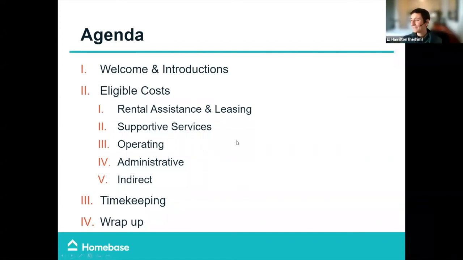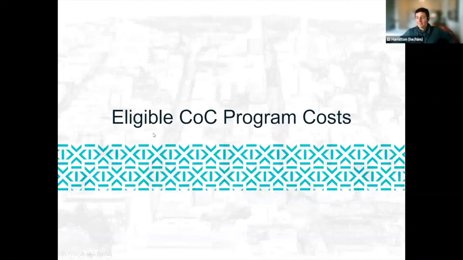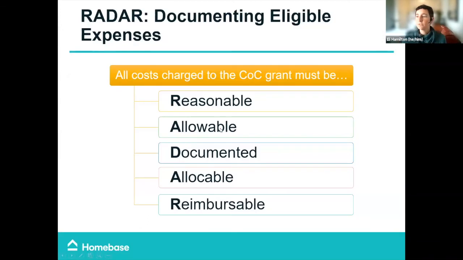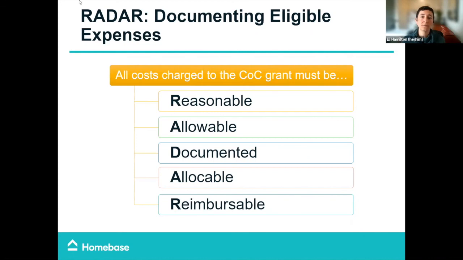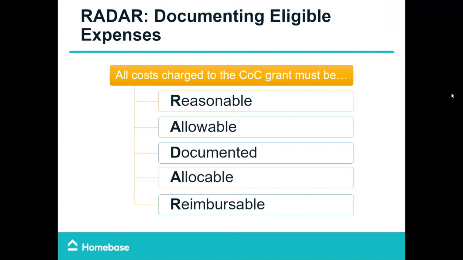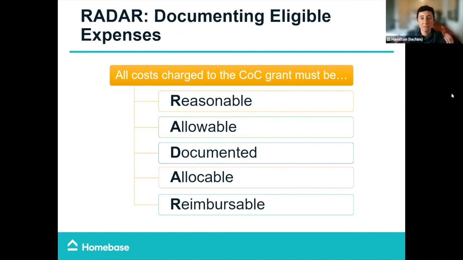I love it. Okay. So we're going to dive into eligible Continuum of Care program costs. We're going to start from the ground and we're going to build up. So this acronym, RADAR, walks through and lays out the 5 characteristics that are necessary pretty much for any federal funding expenditure. This is sort of pulled from the federal cost principles, the federal uniform guidance, and it applies to CoC funding.